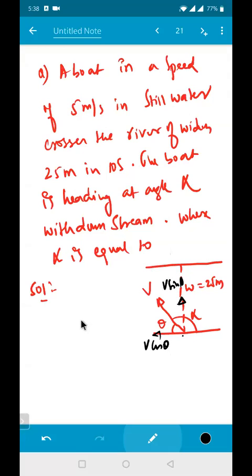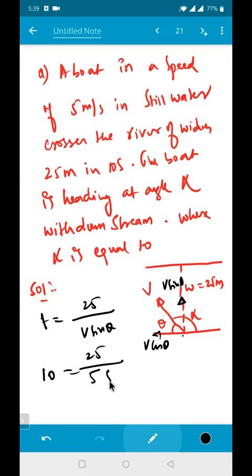So time taken to cross this will be equal to how much? T is equal to the width, whatever is given, 25, divided by v sin theta. Time taken is given as 10. That is equal to 25 divided by velocity, given as 5, into sin theta. So simplify, 5 ones are 5, 5 fives are 25. So sin theta is equal to 1 by 2. Therefore alpha will be equal to 180 minus theta. Theta value is 30, so it will be equal to 150 degrees. So the answer comes out to be 150 degrees. Clear?